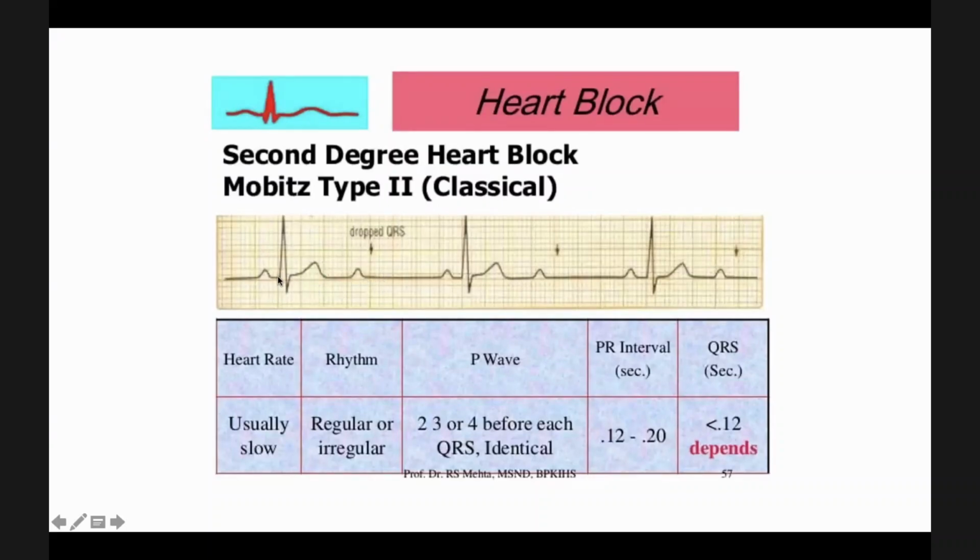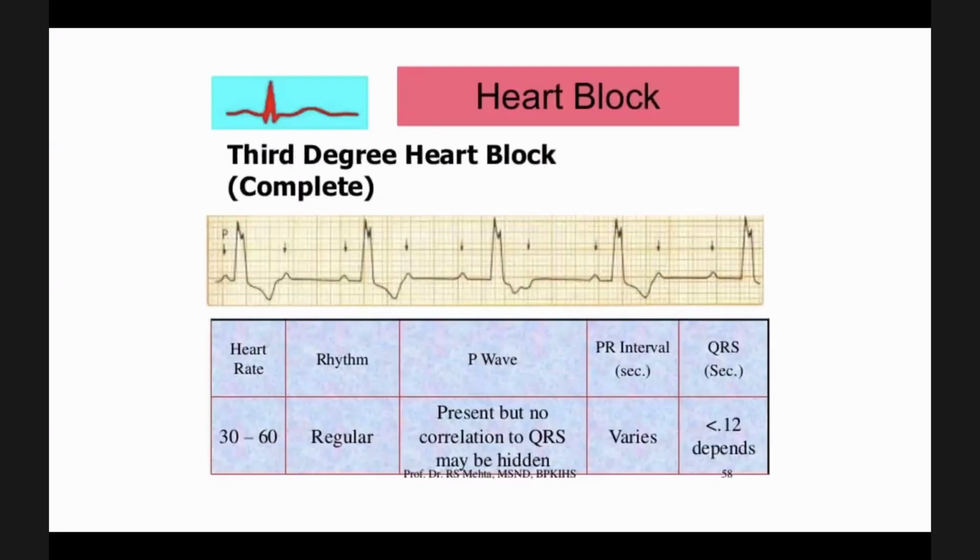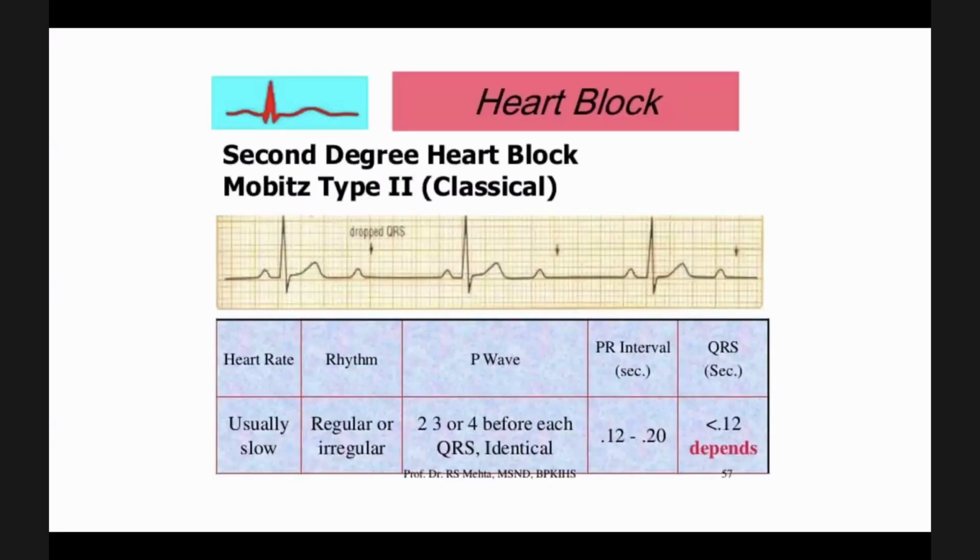If there are 3 P's, then you call it a 3 to 1 block, and after that there's a drop. And if there are 4 P's, then you call it a 4 to 1 block. Okay, so those are again where you have to do something. You have to do the pacing if you see this kind of ECG.